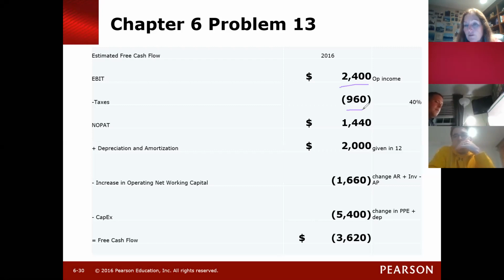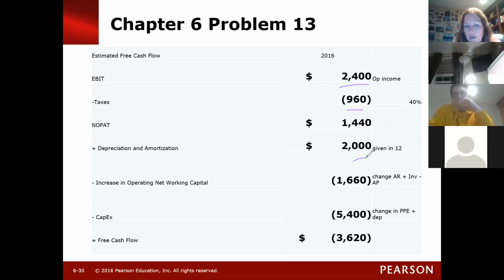In problem 12, the question Stephanie asked is they told us depreciation was 2,000. Why? Because we needed it over here. So now we know that there's that depreciation number that we have to add back. Where's the depreciation number coming from? In problem 12, the third bullet said net property, plant, and equipment increased in proportion to the increase in revenues, and depreciation expense was $2,000. Where does it show up on the income statement that we're adding it back in?